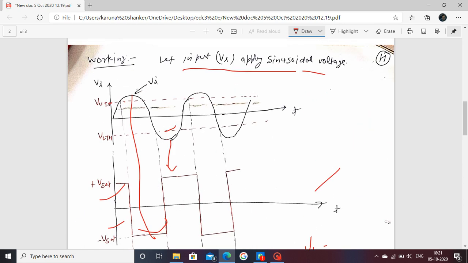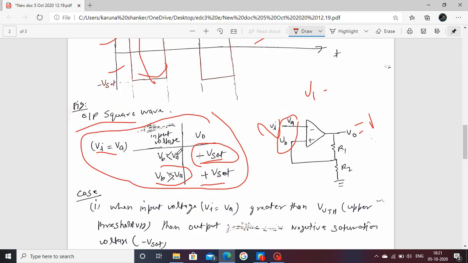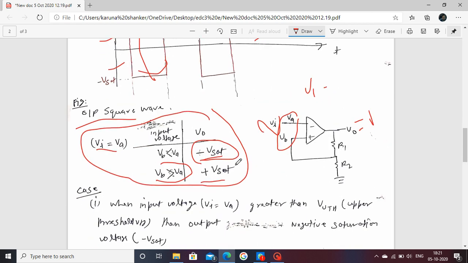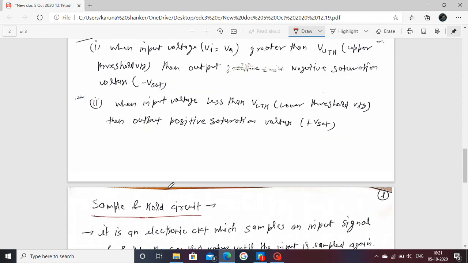This circuit is also called a square wave converter. When we apply a sine wave, the output comes out as a square wave. These are the operations of your Schmitt trigger. Write down here whatever I explained in this point.